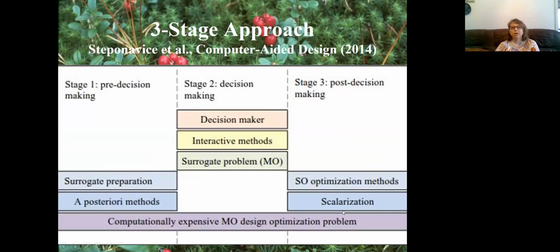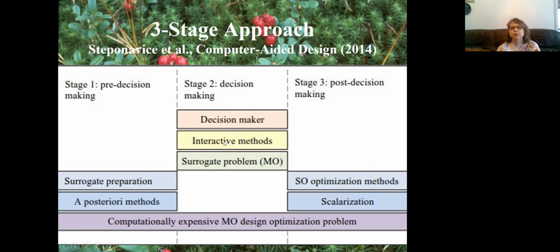In principle, we can see it as a kind of three-stage process. First, we apply an a posteriori method, which does not need the involvement of the decision maker. So if this takes time, it does not matter, as the decision maker is not waiting. Then we create a surrogate based on this output of the a posteriori method. And then we involve the decision maker in solving that surrogate problem, which is computationally inexpensive to solve, and the decision maker can take part and apply an interactive method.